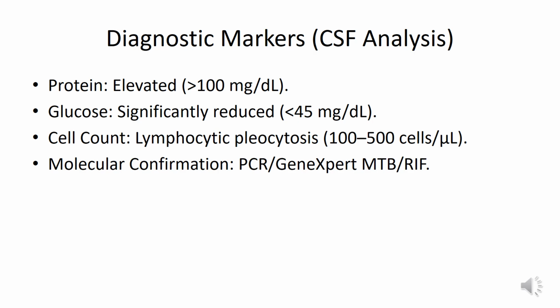Together, elevated protein levels, low glucose levels, lymphocytic pleocytosis, and positive molecular tests provide strong evidence for the diagnosis of tuberculous meningitis. Early detection is critical because prompt treatment can significantly improve outcomes and reduce the risk of serious neurological complications.